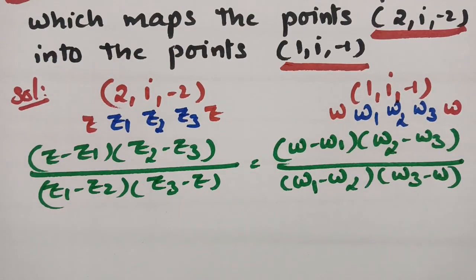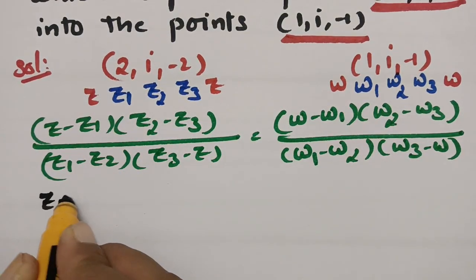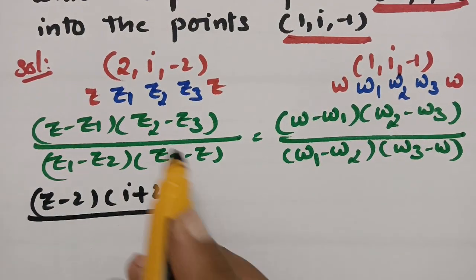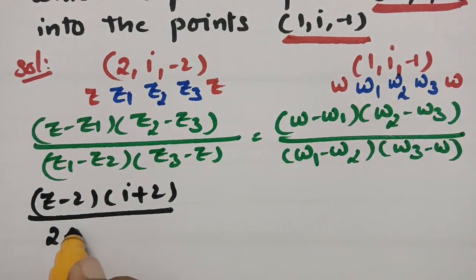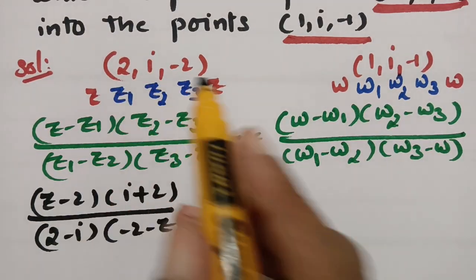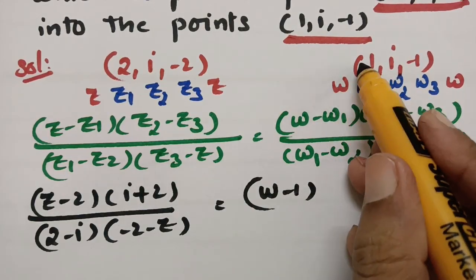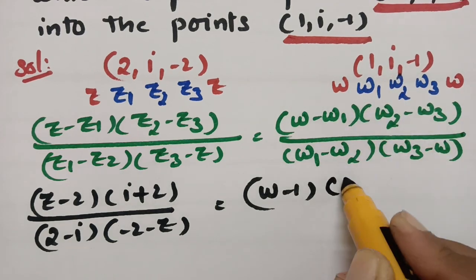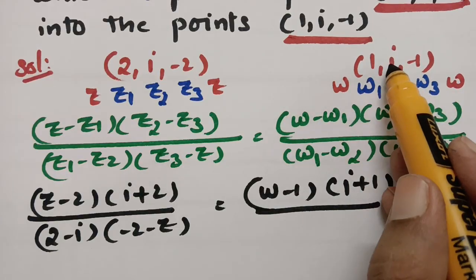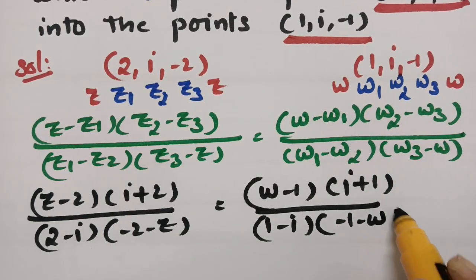If we substitute all the points, this becomes z minus 2 into i minus of minus 2, which is i plus 2, divided by 2 minus i and minus 2 minus z. Clear? Next, w minus i, into i minus of minus 1, which is i plus 1, divided by 1 minus i into minus 1 minus w.